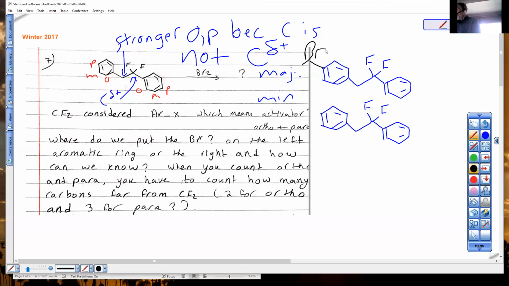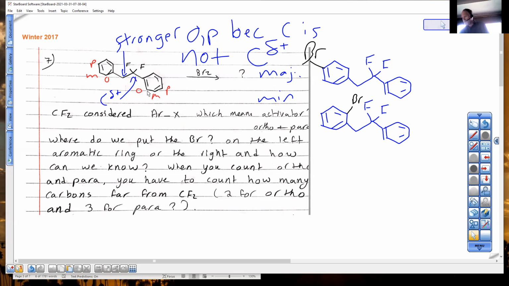Bromine here for para. Bromine here for ortho is the same as bromine here for ortho. It doesn't matter which one you pick. And that's it. I hope I explained to her liking why I like the ring on the left. And when you count on the ortho-para, you have to count how many carbons far from the CF2. Yeah, I think I answered that here.